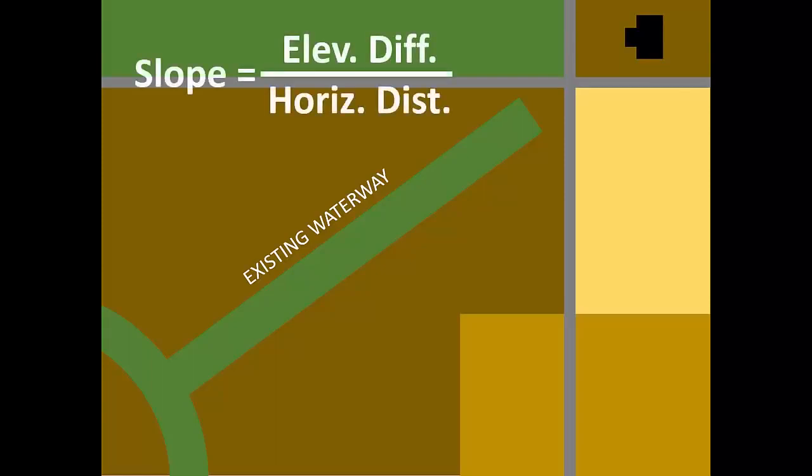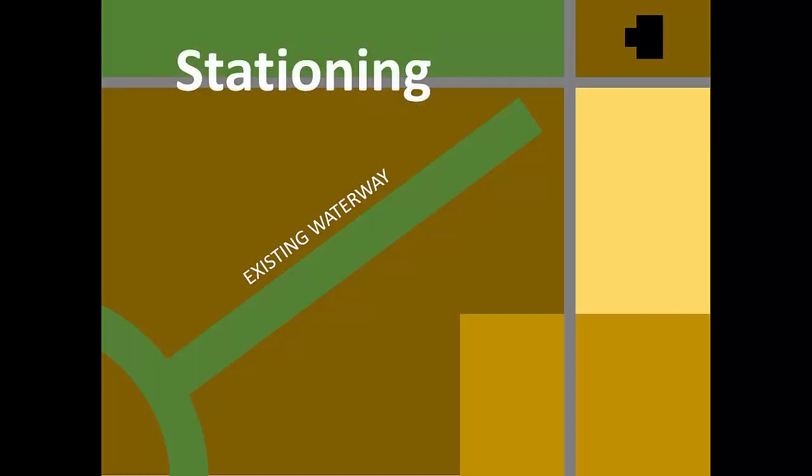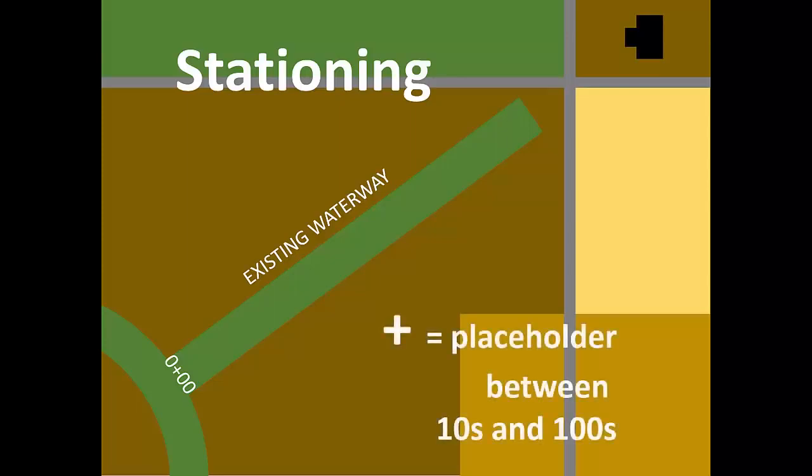Computing waterway slope requires not only elevation difference, but also horizontal distance. For simplicity, we use a system called stationing to indicate horizontal distance. Very similar to mile markers along a highway, stations tell us the distance from an origin point. We'll mark the low end of the waterway with a wood stake labeled with station 0+00. The plus sign in this station is a placeholder between the tens and 100s places. The plus sign identifies this number as a location, just like the highway mile marker.